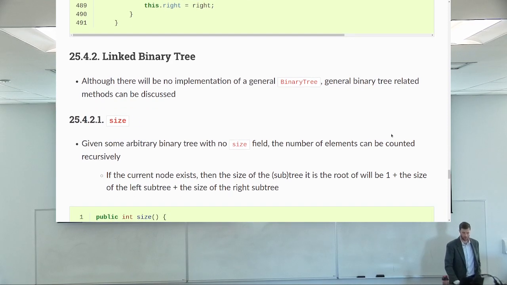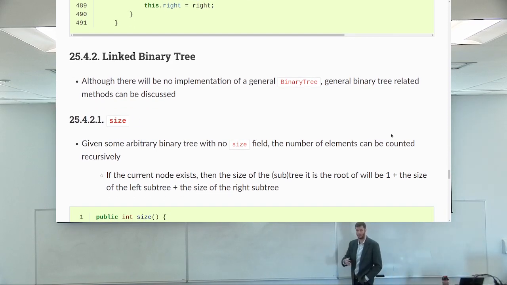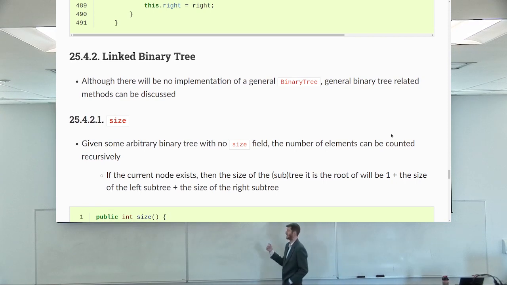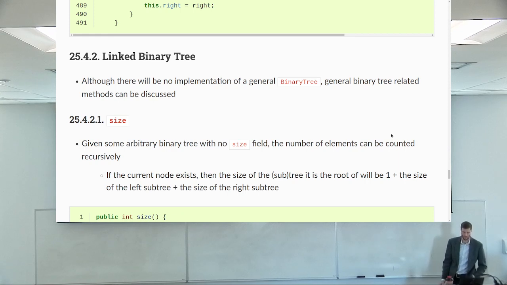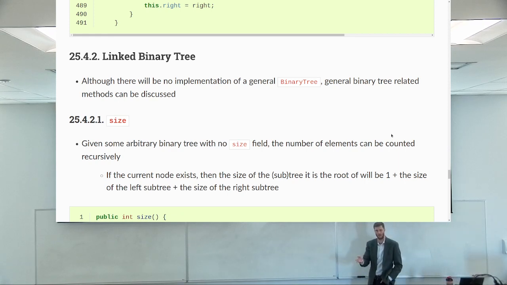Now we're not going to implement a linked binary tree. We're going to implement a linked binary search tree, which is, I believe, the next topic. But there's going to be algorithms and code that's going to be very specific to the linked binary search tree, but there's going to be some that would be relevant for any binary tree, more generally speaking. So we could talk about some of those things.